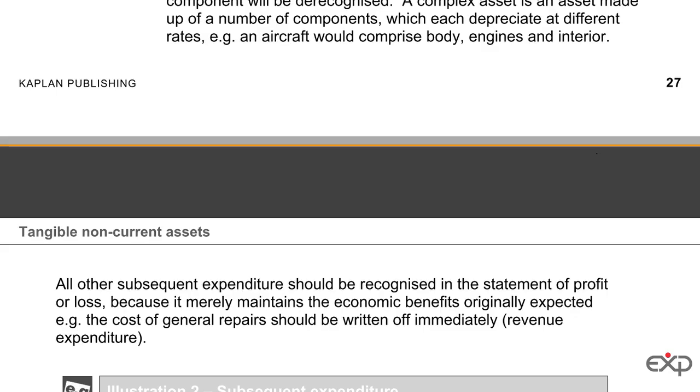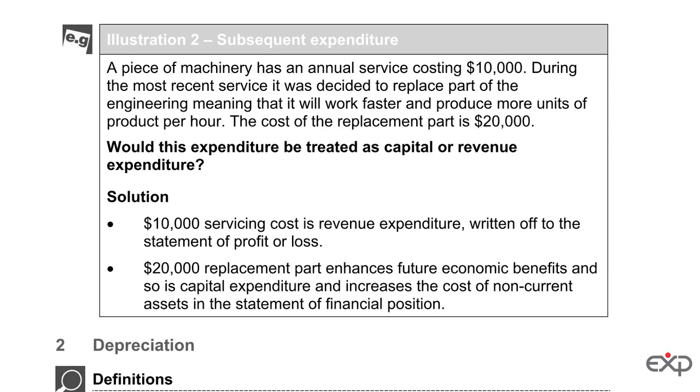Now, let's have a look down here at illustration 2. A piece of machinery has an annual service costing 10,000. During the most recent service, it was decided to replace part of the engineering, meaning that it will work faster and produce more units per hour. The cost of the replacement part is 20,000. Would this expenditure be treated as capital and added to the value of the asset, or revenue, which means taken as an expense?